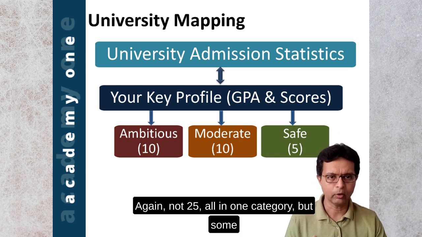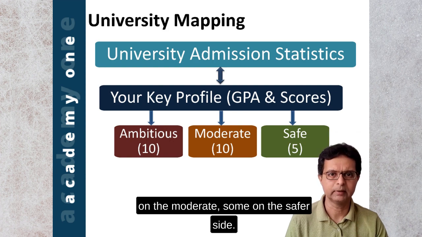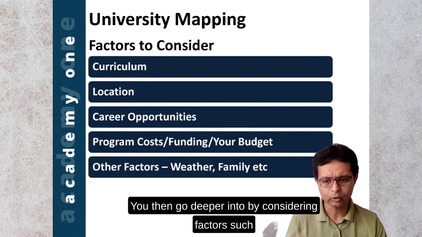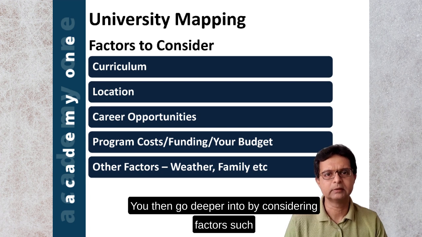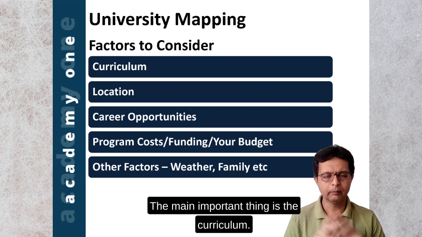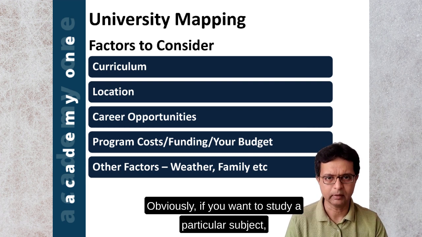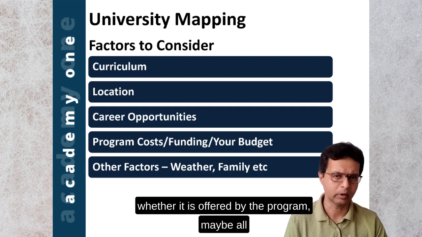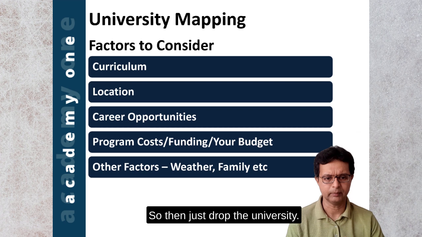Again, not 25 all in one category, but some of them would be on the ambitious side, some moderate, some on the safer side. You then go deeper by considering factors such as the curriculum offered by these programs. The most important thing is the curriculum. Obviously, if you want to study a particular subject, check whether it is offered by the program. Maybe not all universities that you have identified offer it. If not, just drop the university.